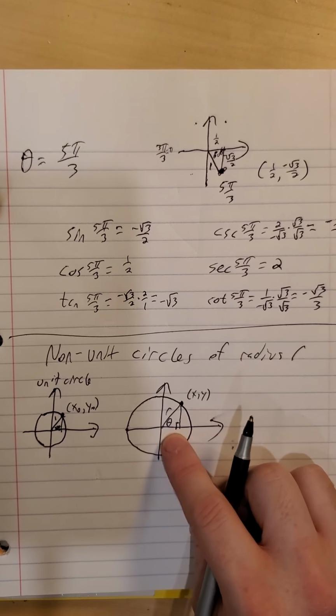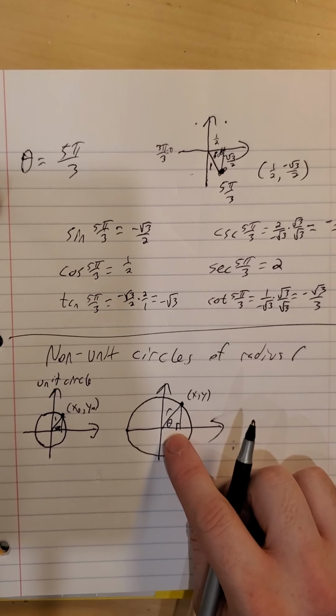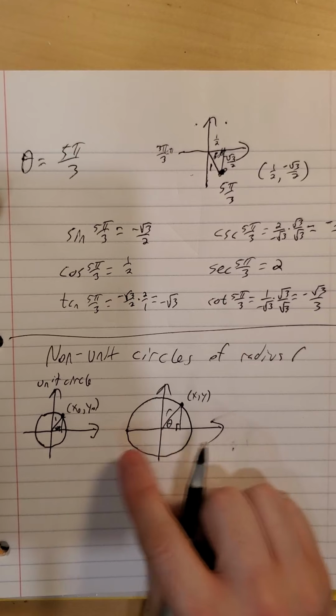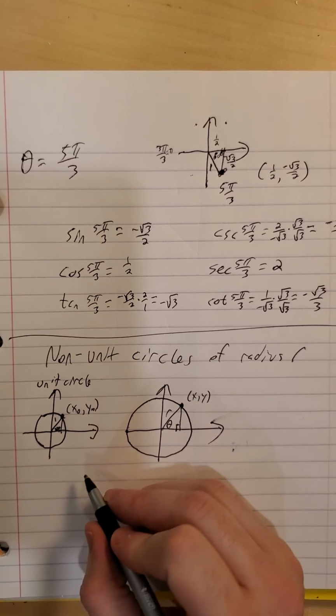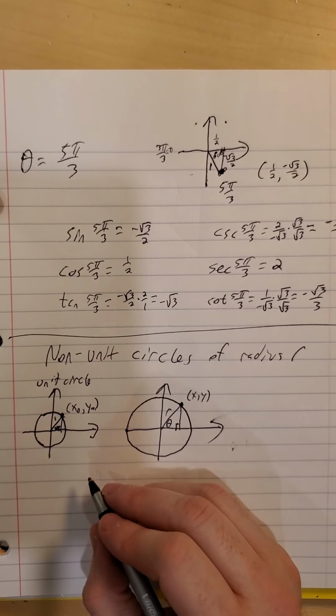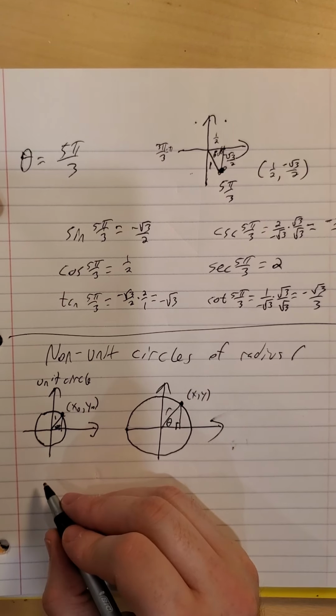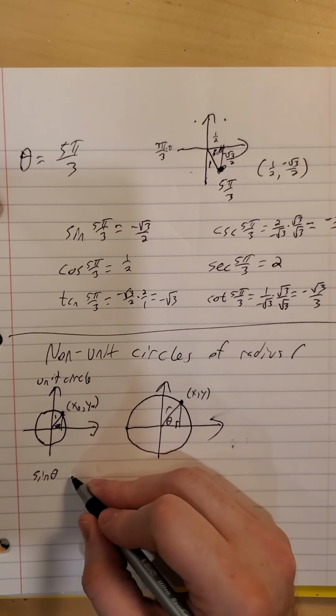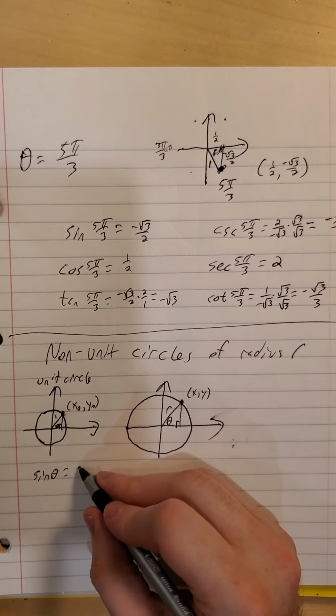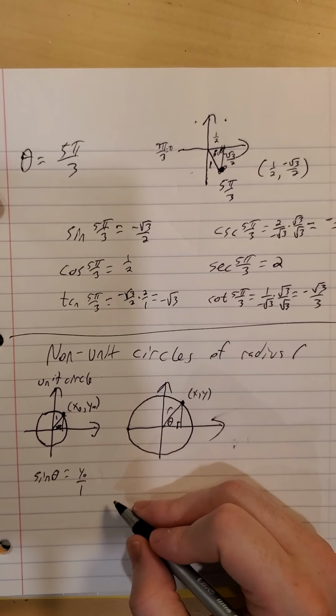So by angle, these are similar triangles. They each have a 90 there. They each have angle theta. So since they're similar triangles, we know that we can use proportions. So for example, sine theta in this little guy is y naught over 1.